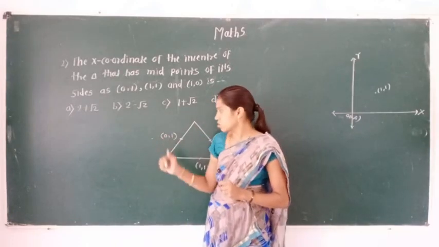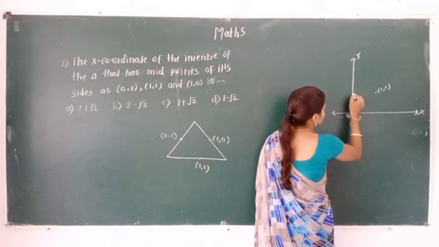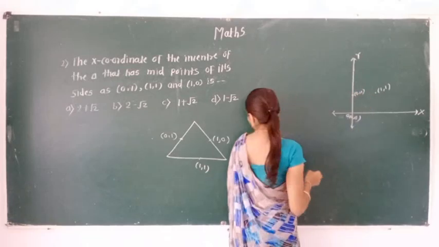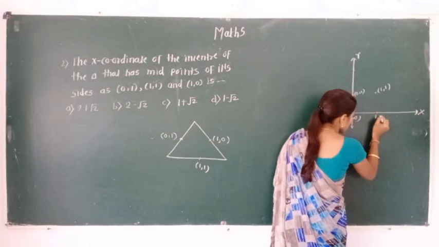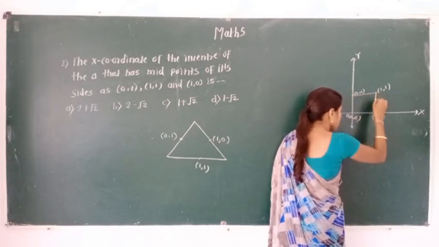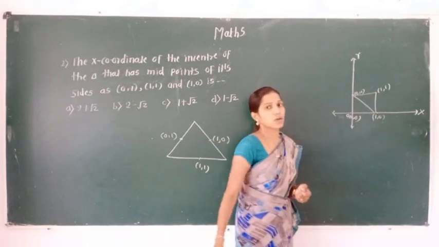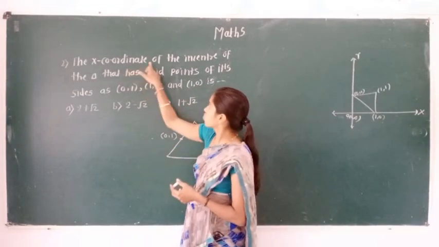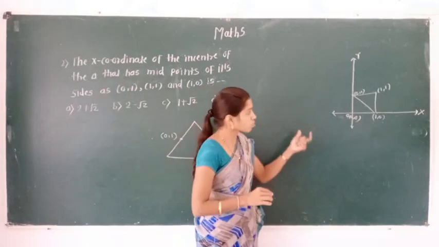The second point is (0, 1), so plot (0, 1) here, and the third one is (1, 0). Take (1, 0) here. So these 3 points are the midpoints of the triangle. For finding the x coordinate of the in-center of the triangle, first of all draw this triangle.